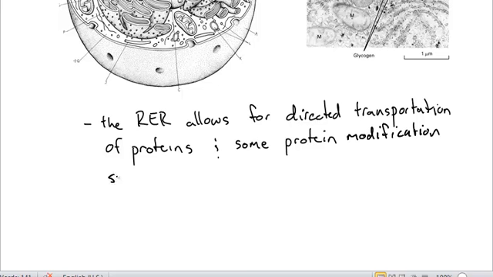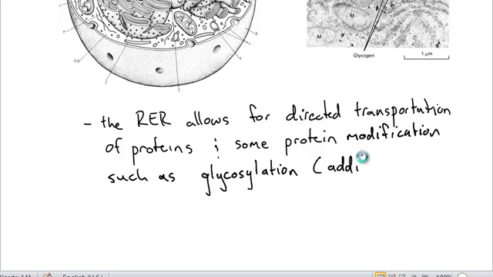And some examples of this are glycosylation. Glycosylation is a fancy word of saying we're adding carbohydrate chains to the protein. And those carbohydrate chains can perform a variety of functions. And we'll talk about them specifically in different areas of the body as we get there.